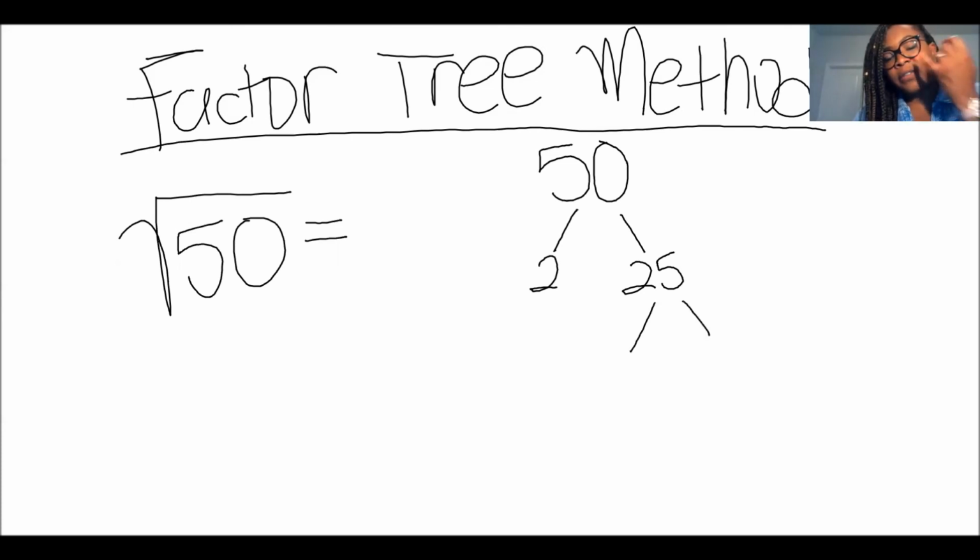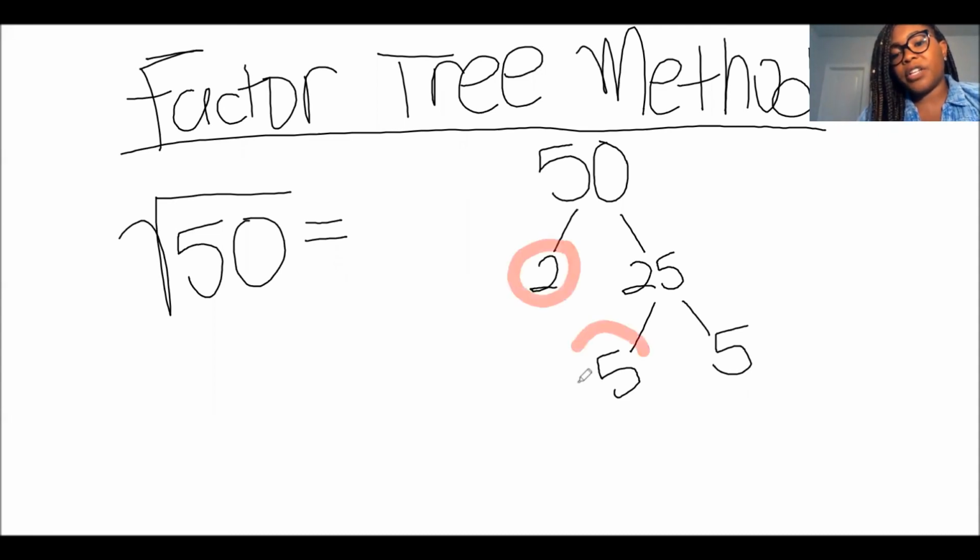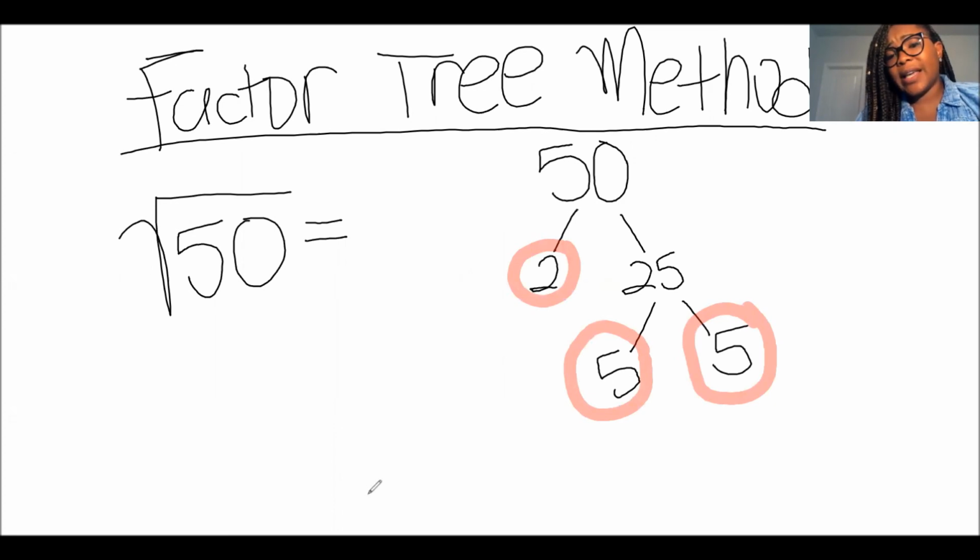The factors of 25 are 5 and 5. Well, now we have a prime number. We have two 5s, which are also prime numbers. So at this point, we're done factoring because we have reached all prime numbers at the end of our tree, okay? So what we want to do now is take our prime factors of 50 and write them out.